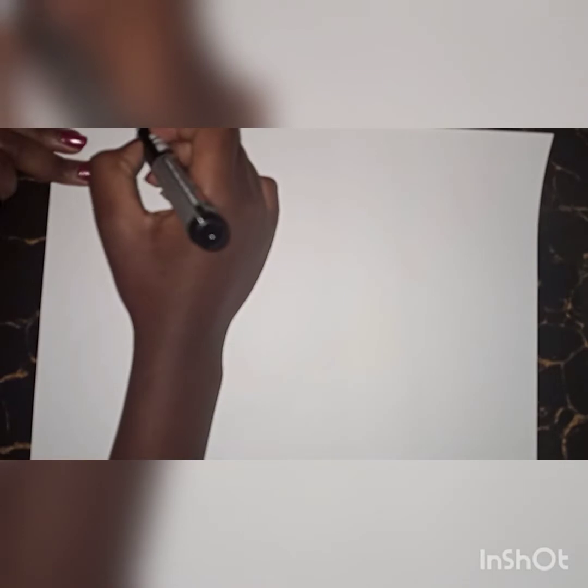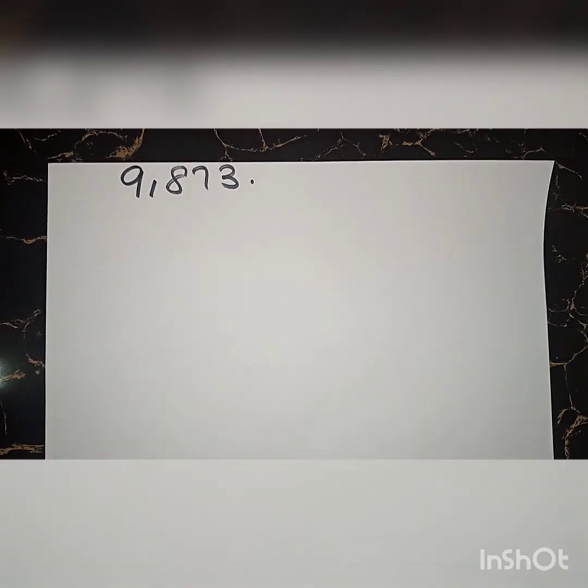Okay, so if we've been asked to calculate the total value of each digit in this number, if you've been given a number like this, 9,873, and you've been asked to find the total value of each digit in this number, what are you supposed to do? Perhaps I can draw a table in order to explain exactly what I'm saying in very simple terms. Okay? So yeah, let me draw that table.